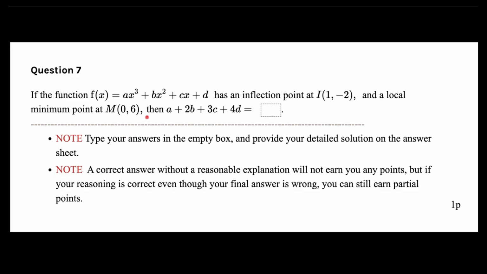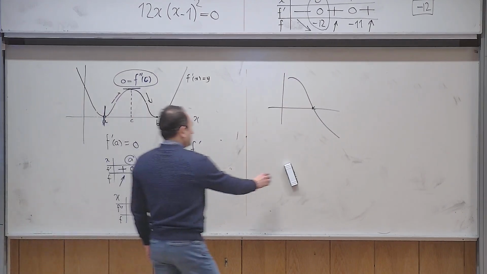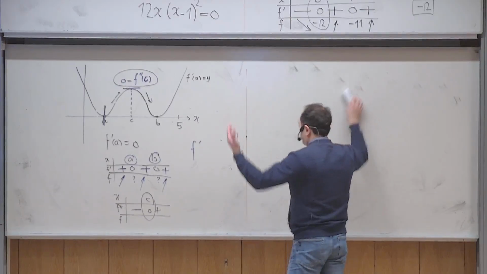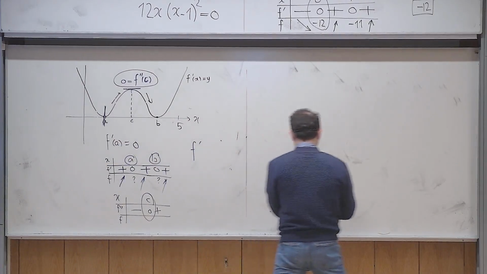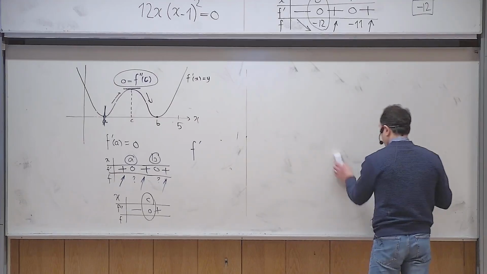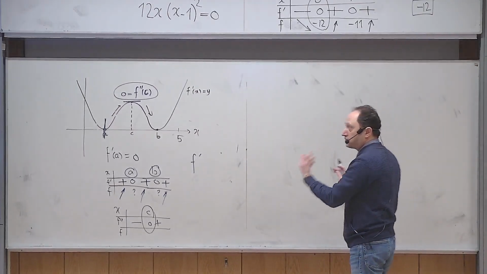The next one, many of you didn't solve. We solved these problems. I mean, this is mainly memory, I would say. If the function f of x equals this has an inflection point at this point and a local minimum point at this point, find a plus 2b plus 3c plus 40. Okay? So, what should I do here? Do you remember? This is something you need to remember, or you have to find everything from scratch. It is not possible to do everything from scratch, especially during the stress of time and everything in the exam. Okay, so try to memorize a little bit.